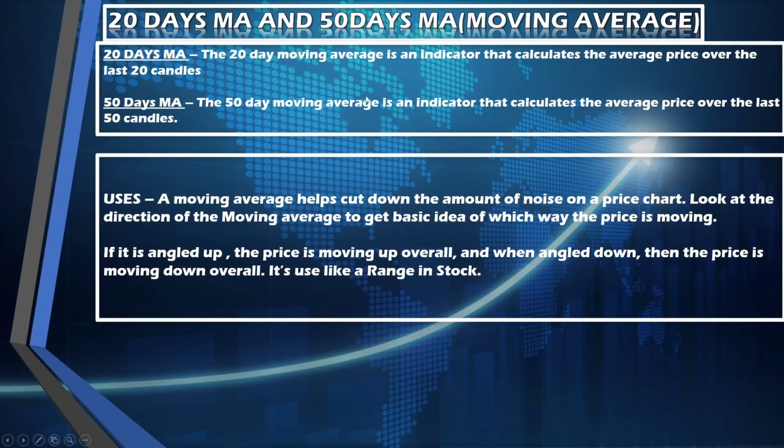Second is 20 days MA and 50 days MA. MA is equal to moving average. So what is 20 days MA and 50 days MA? The 20 days MA and 50 days MA is a moving average indicator that calculates the average price over the last 20 candles. And its use: a moving average helps to cut down the amount of noise on the price chart. Look at the direction of the moving average to get the basic idea of which way the price is moving. If it's angled up, the price is moving up overall, and when there's an angle down, then the price is moving down overall. So it's used like a range in stocks.